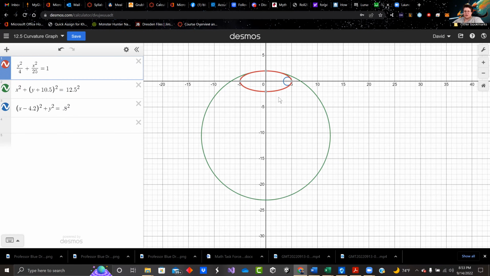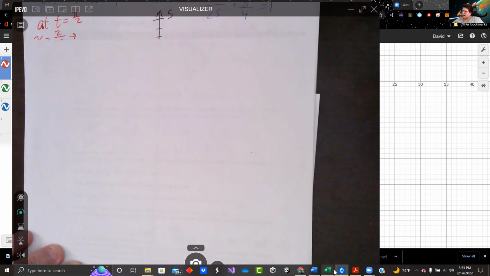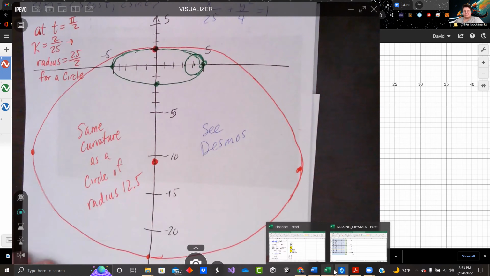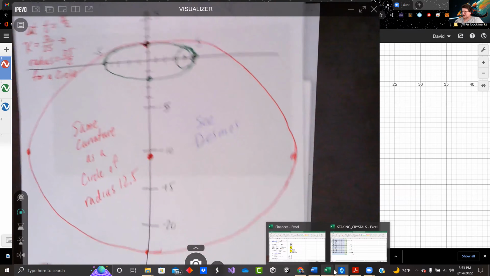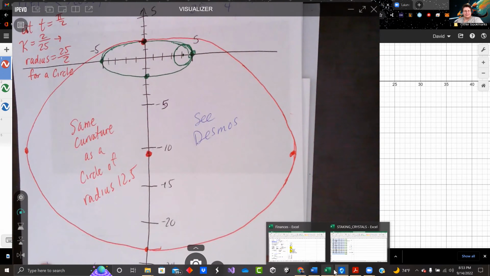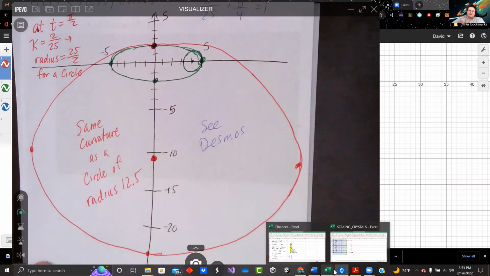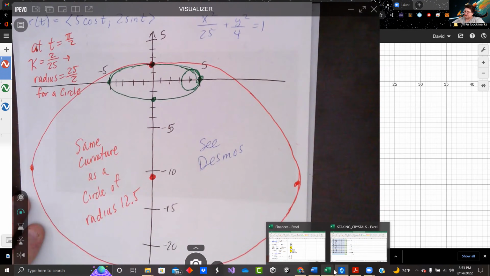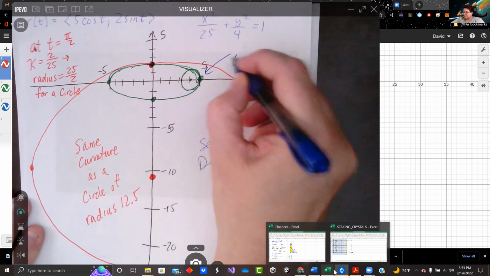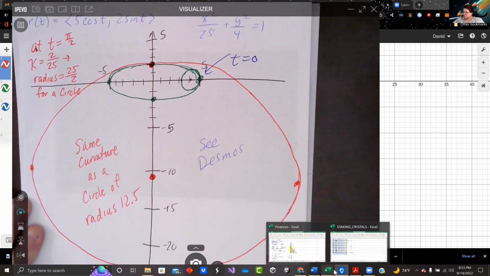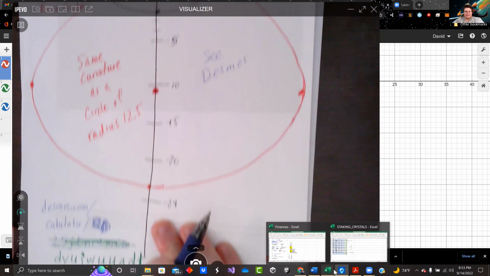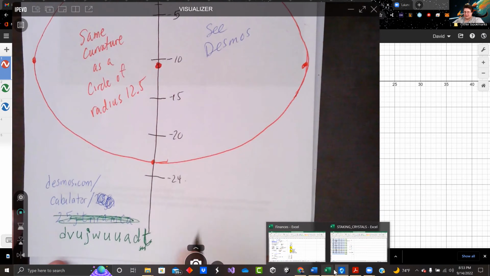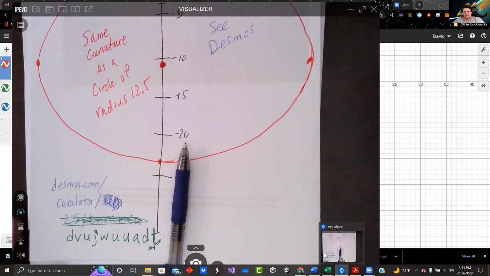So I was kind of trying to show that here. My red circle is a little lame, and I didn't use graph paper, so it was a little bad. But I did t equals pi over 2 for the red circle. The blue circle right here is t equals 0. Just graphing what I knew. This is on Desmos. I think I have that right.